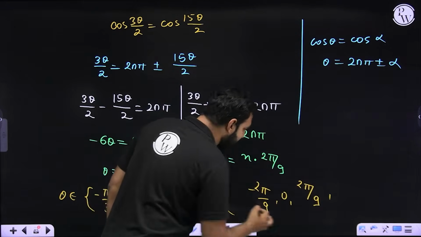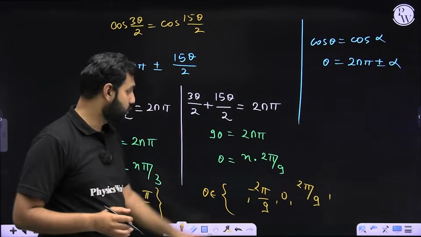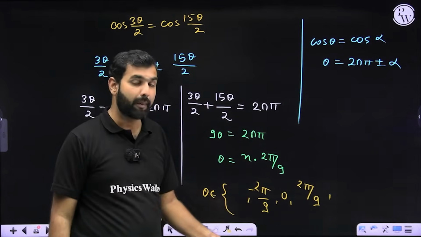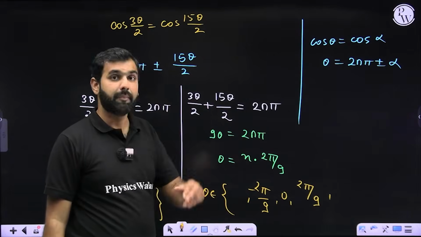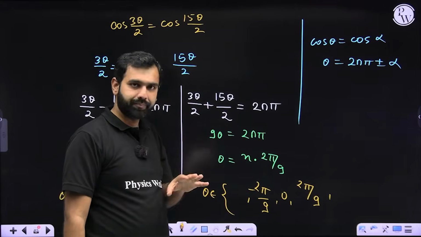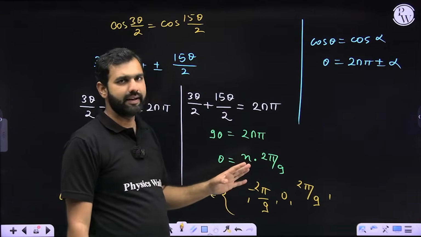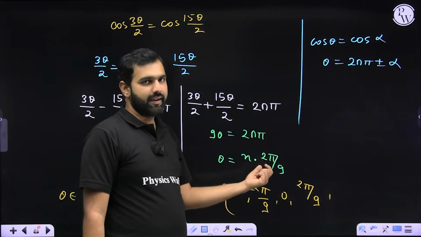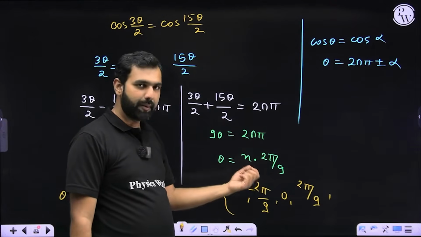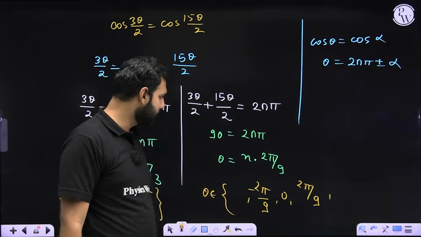Now, when I take n as 2, that is also fine, because 2 into 2 pi by 9 will be 4 pi by 9, that is still less than pi by 2. Are you getting this part? Because that will be 80 degrees. 4 pi by 9, I hope you're understanding. Pi by 9 is 20, 20 into 4. Let me just do it again.